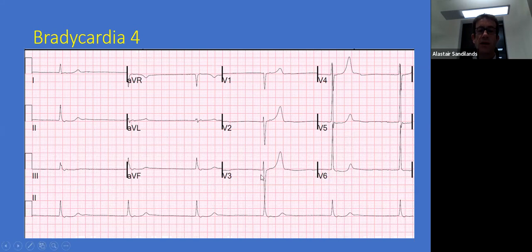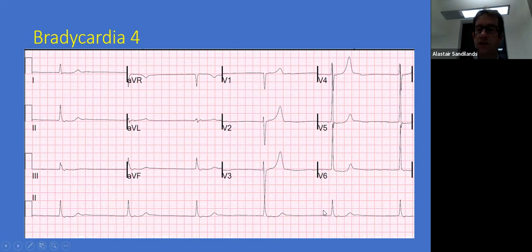Okay, so perhaps having looked at the last one, we have a bradycardia. 1, 2, 3, 4, 5, 6. We've got 36 beats a minute. That's slow. I think the QRS is narrow. It's less than 3 small squares here. The spacing between every QRS is the same, so we have a regular rhythm.